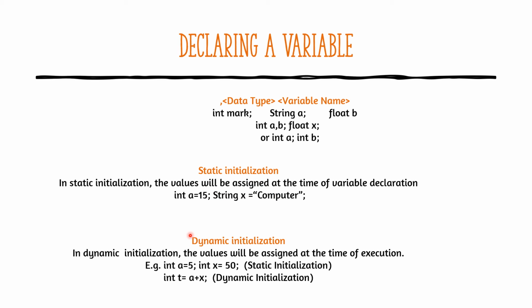And in dynamic initialization, the values will be assigned at the time of execution, not before that. Before the program runs, the value will not be given. For example, here we are declaring int a is 5 and int x is 50, which is static. And now here we are saying int t is equal to a plus x. That means the variable t will get the value only when the program runs, not before that. So if the value is given at the time of execution, then it is known as dynamic initialization.